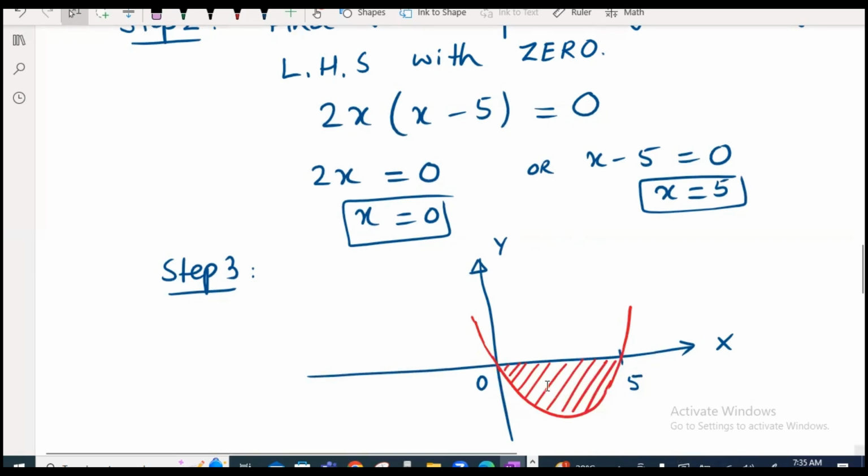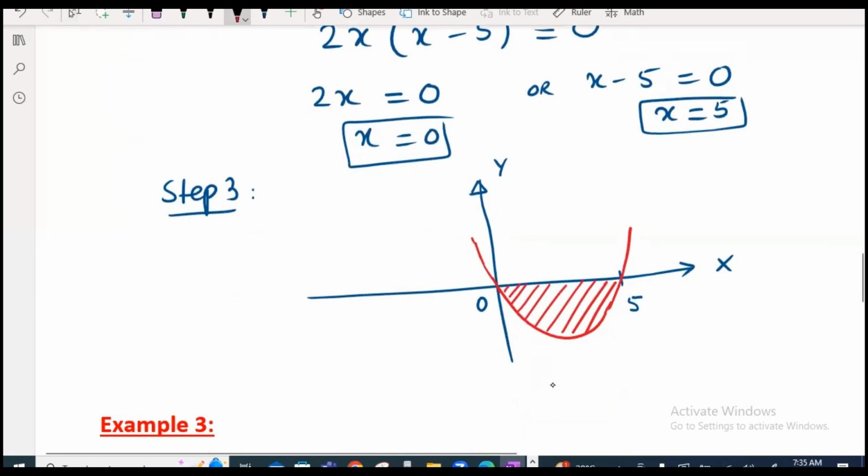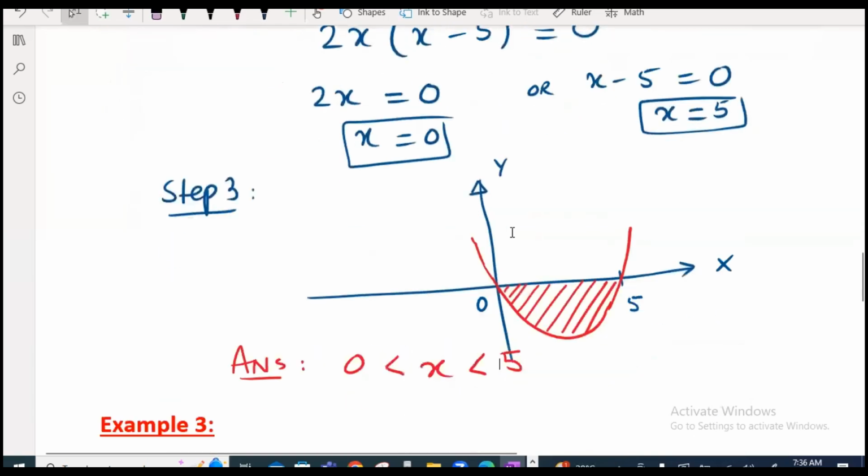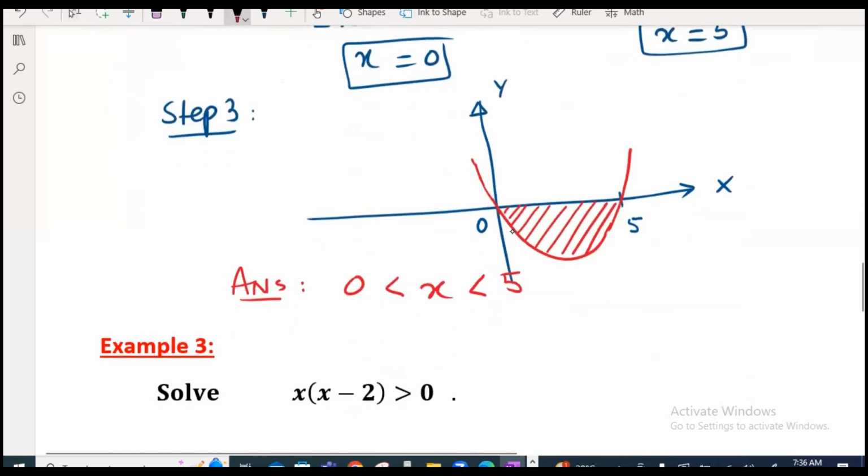And this is x in between 0 and 5. So the answer will be x in between 0 and 5, but the original inequality has a less than or equal to sign. Look at the less than or equal to sign, so write down the equal to sign here. This is the final answer of the inequality.